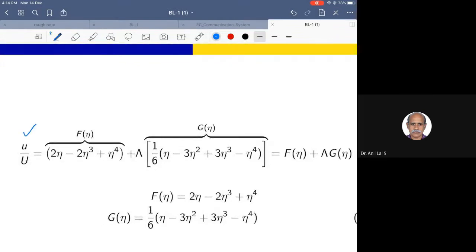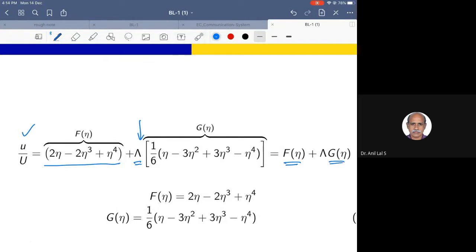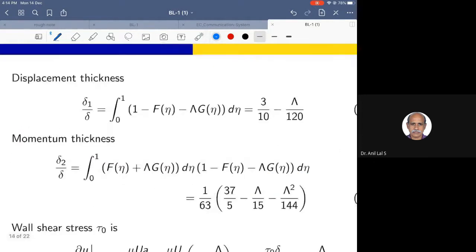is equal to some part which is constant and a function of eta, and some part which depends upon the value of lambda. So this function is written as capital F of eta, and this portion is written as capital D of eta. So we have F of eta and D of eta as the functions.